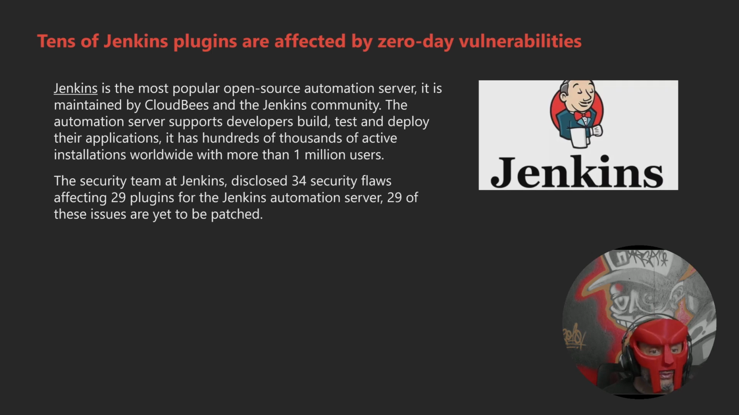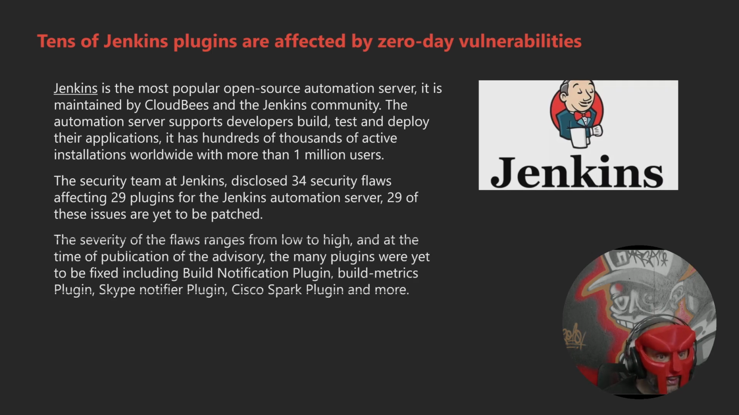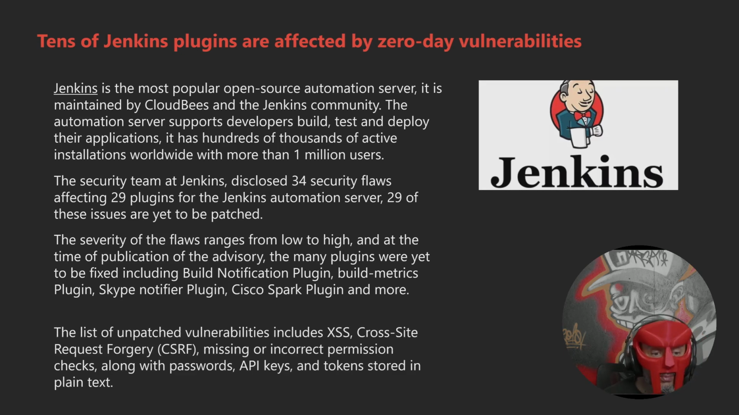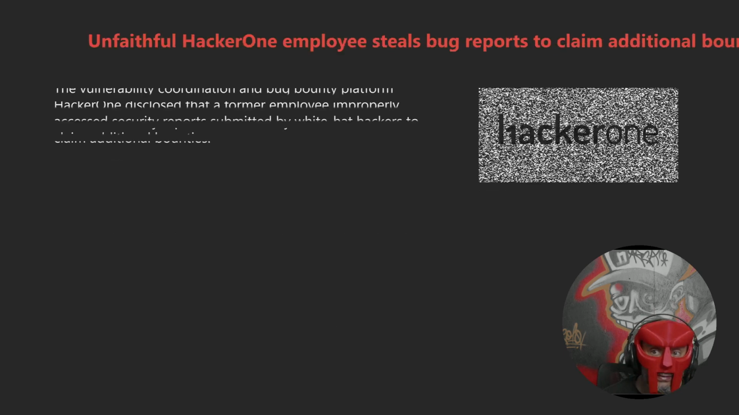The security team at Jenkins disclosed 34 security flaws affecting 29 plugins for the Jenkins automation server. 29 of these issues are yet to be patched. The severity of the flaws ranges from low to high, and at the time of publication of the advisory, many of the plugins were yet to be fixed, including Build Notification plugin, Build Metrics plugin, Skype Notifier plugin, Cisco Spark plugin, and a bunch more. The list of unpatched vulnerabilities includes cross-site scripting, cross-site request forgery, missing or incorrect permission checks, along with passwords, API keys, and tokens stored in plain text.